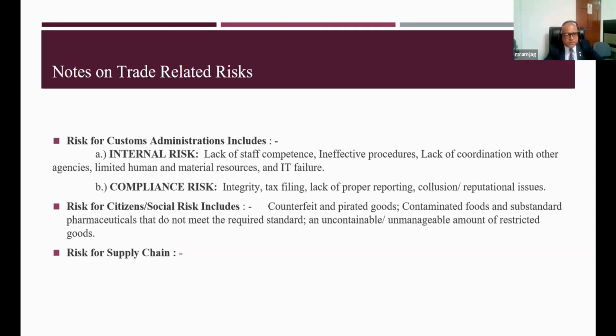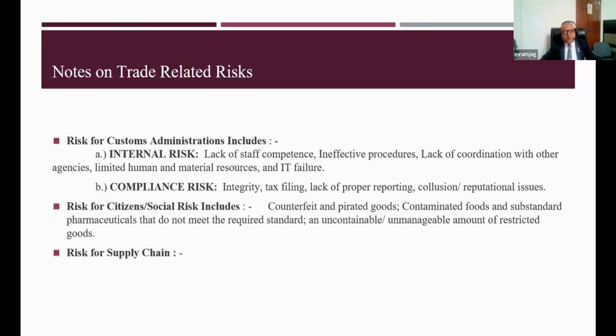These are some notes related to risk. Risk for customs administration includes internal risk and compliance risk. Some examples of internal risk for the organization may refer to the lack of staff competence, the skills required to do the job. Ineffective procedure, not having clear SOPs in place and so forth. Lack of coordination with other agencies.